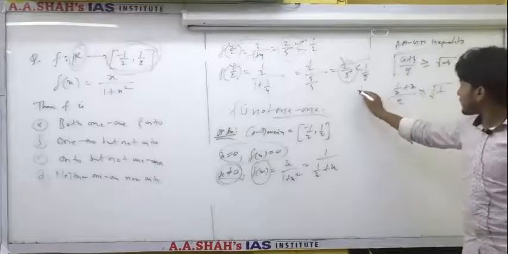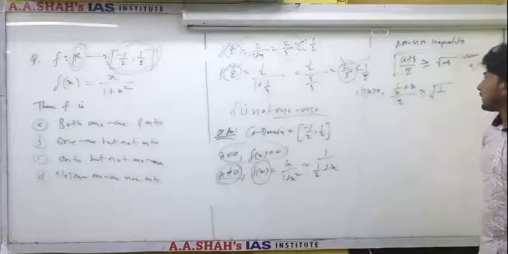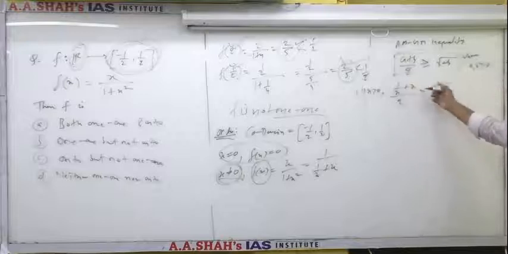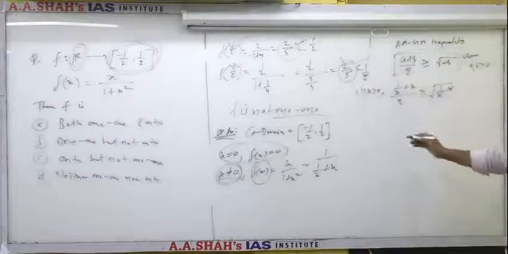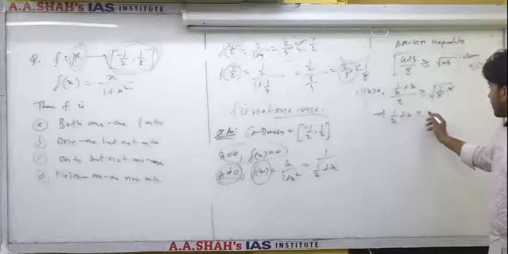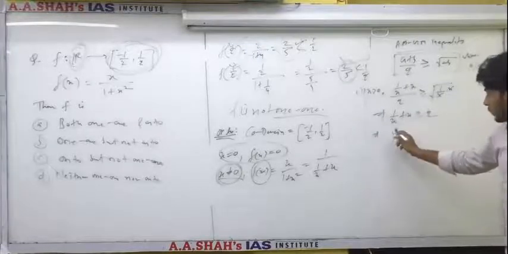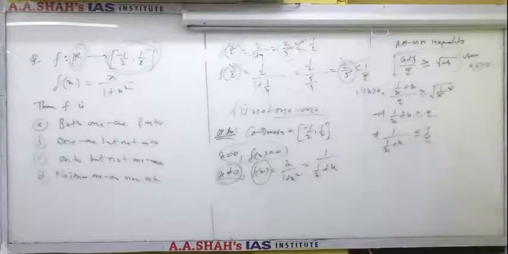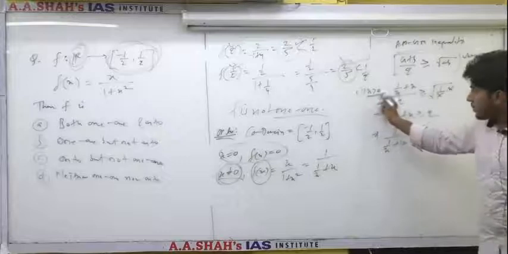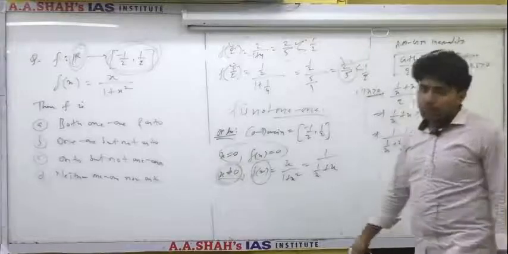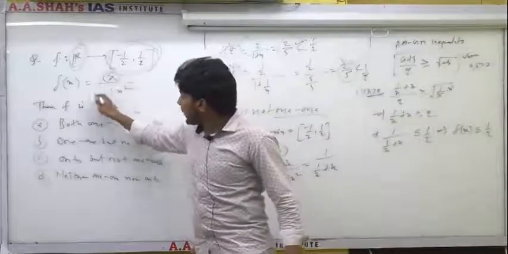First case, we take x positive. Then with a as 1 by x and b as x, (1 by x plus x) upon 2 is greater than or equal to root under 1 by x into x, so 1 by x plus x is greater than or equal to 2. We take reciprocal, so 1 upon (1 by x plus x) is less than or equal to 1 by 2. So for x positive, f(x) is less than or equal to 1 by 2.